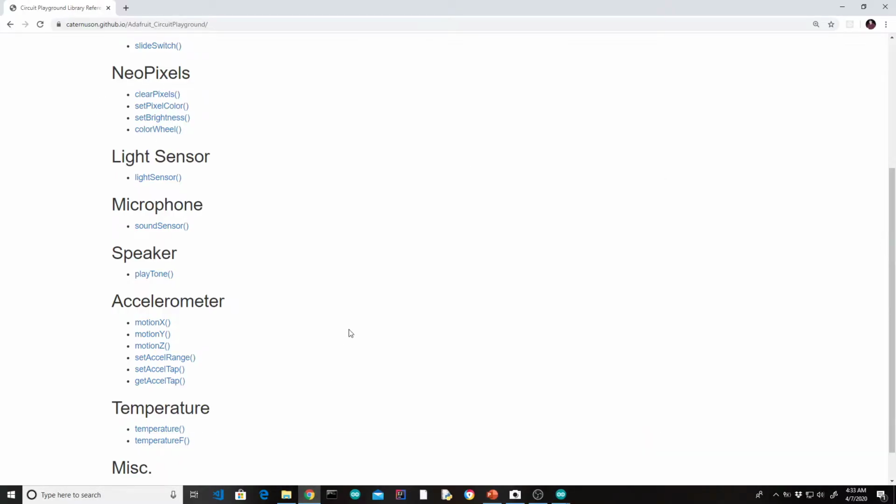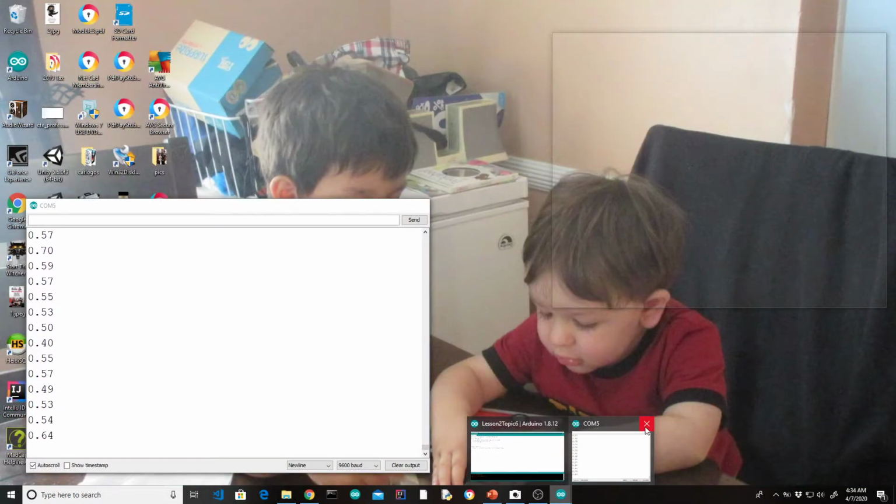So going to the website, we can see that the accelerometer has three primary functions. There are some other ones we can play with, but I'll leave that as an exploration for you. Motion X, motion Y, motion Z. We're going to play with the motion X and motion Y today. So let's get to our Circuit Playground.